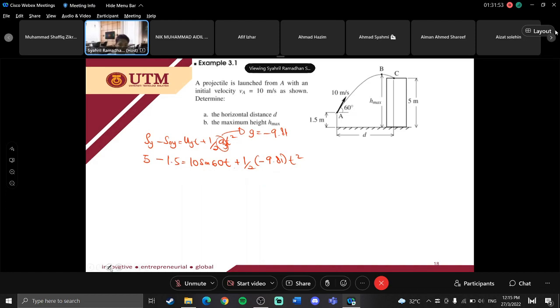So you have here 3.5 equal to 10 sine 60 t, plus negative 4.905 t squared. So you rearrange this equation, you will get 4.905 t squared minus 10 sine 60 t plus 3.5 equal to 0. So you have this quadratic equation, then you can determine the times t1 and t2.